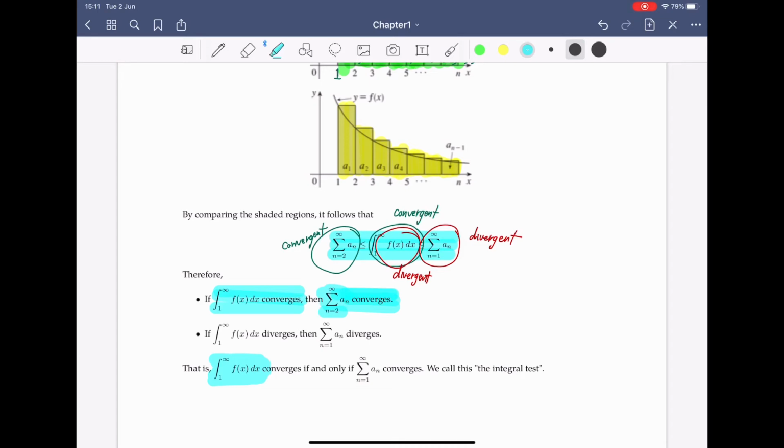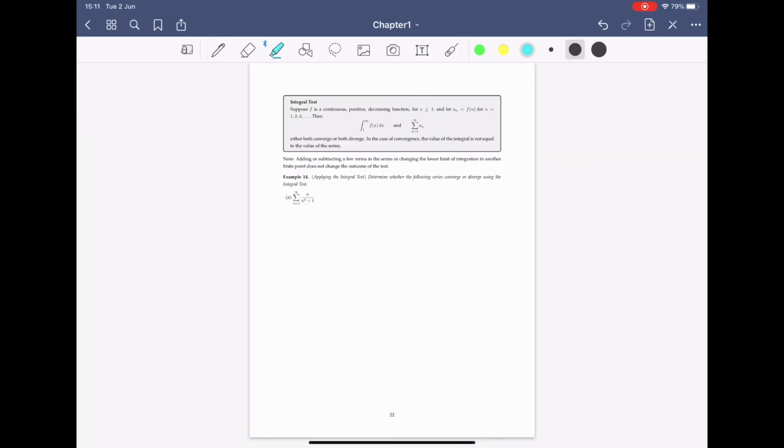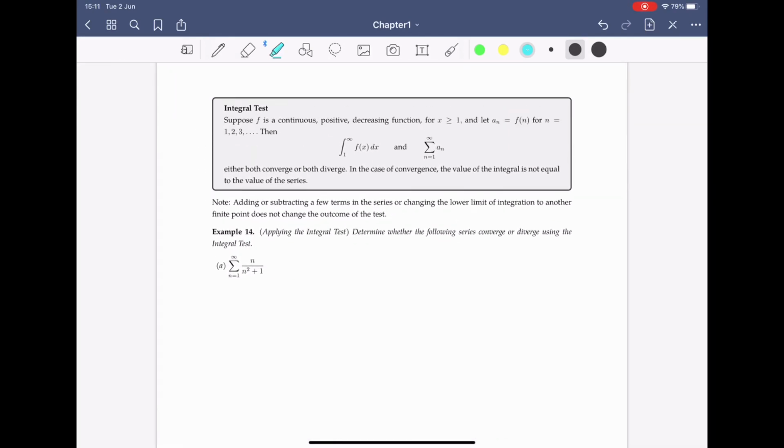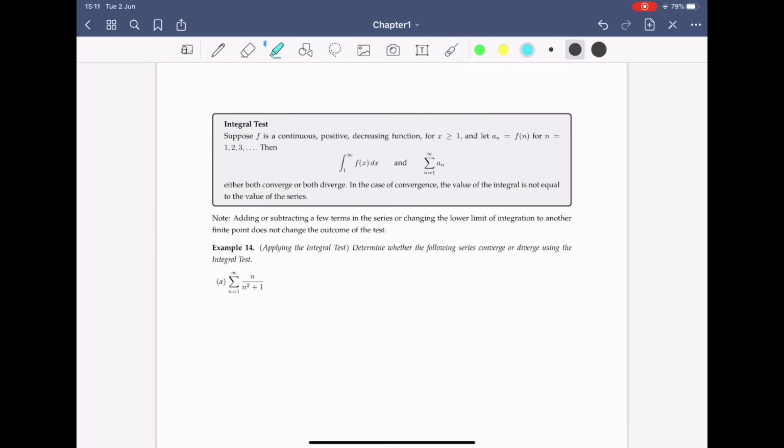Just learn how to use it first, and the proof you can catch up on later if you have time. Alright, let's look at the statement of the integral test and do some examples.